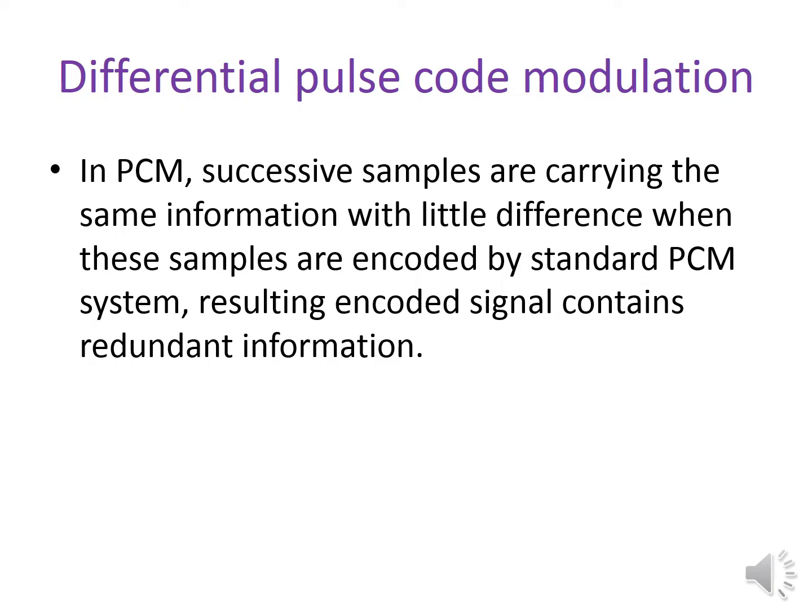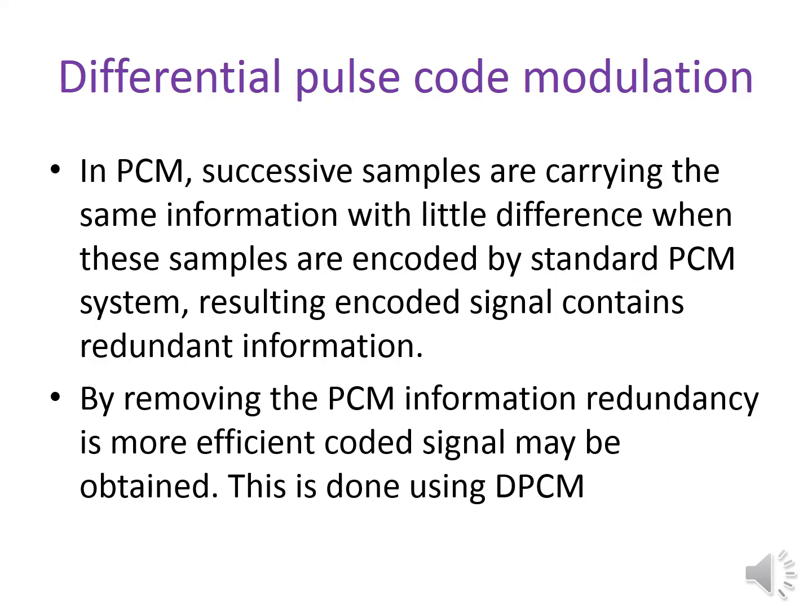Successive samples carry the same information with little difference. When the samples are encoded by a standard PCM system, the resulting encoded signal will contain redundant information. By removing this redundancy, a more efficient coded signal may be obtained. This is done using differential pulse code modulation.